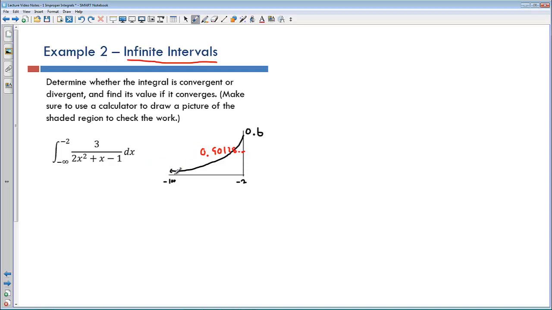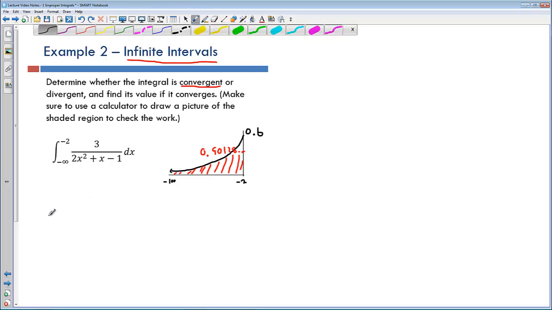So it looks like it's probably, and that's this area right here, right? So it looks like it's probably going to converge. If you don't get a number out, oftentimes your calculator will say error or something. We'll see an example of that in a little bit. And so that usually means it diverges. So I'm thinking it's going to converge. So this integral should converge. And now I want to find its value.